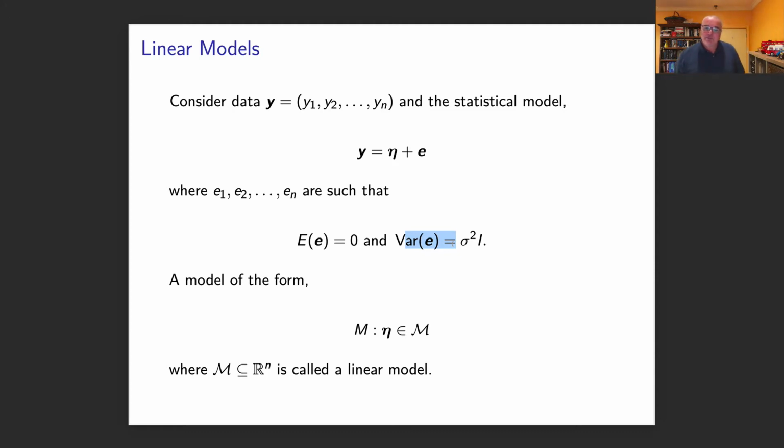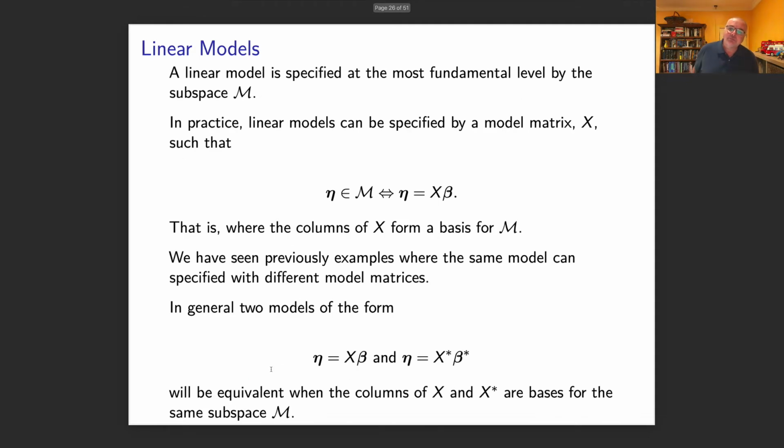And we're going to say, let's assume that y equals some vector plus some noise vector. This vector eta is going to be in some subspace. And if that subspace is Rn, we will call it a linear model. So we haven't really added much to it yet. When we talk about a linear model, we're just saying our vector lies in some subspace. That's all we're doing.